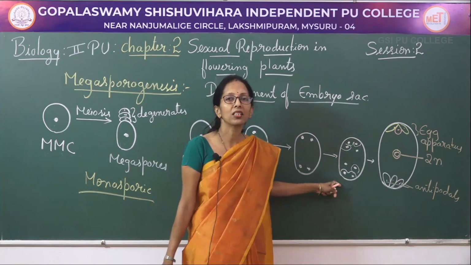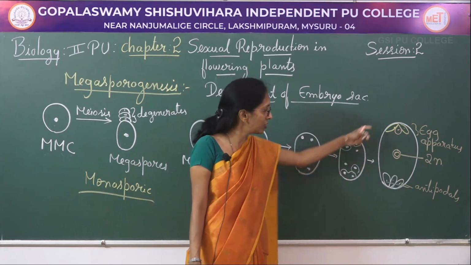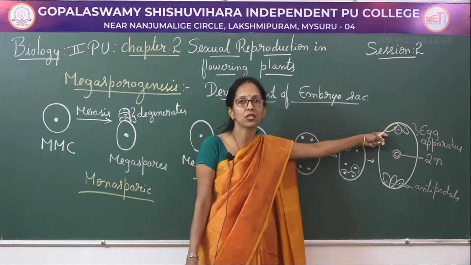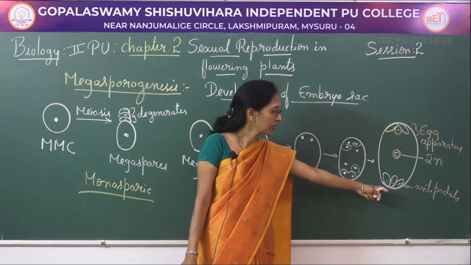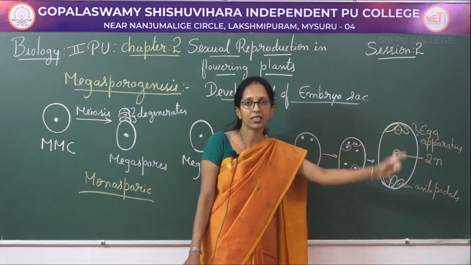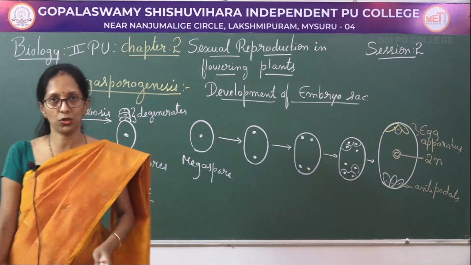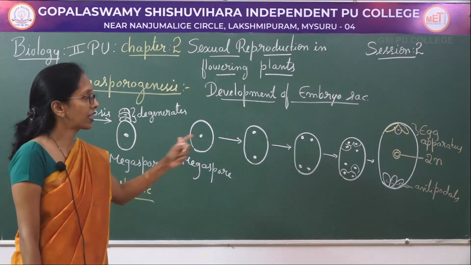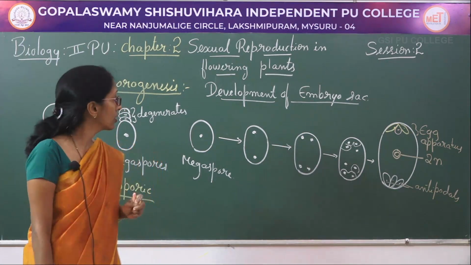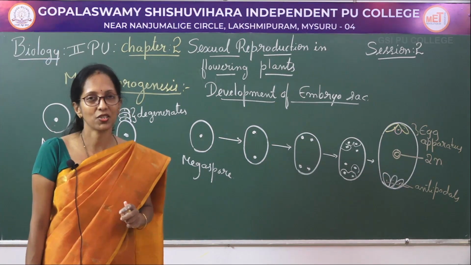Finally, there will be a division of cytoplasm, and it organizes into the embryo sac, which consists of the egg apparatus present towards the micropylar region and antipodals present towards the chalazal region. In the center, there are 2 polar nuclei that fuse to form the secondary nucleus, which is diploid in nature. So, this is about the gynoecium. I hope you understood this session. Thank you.